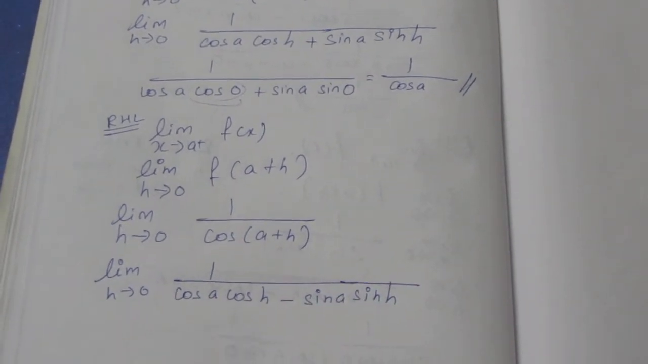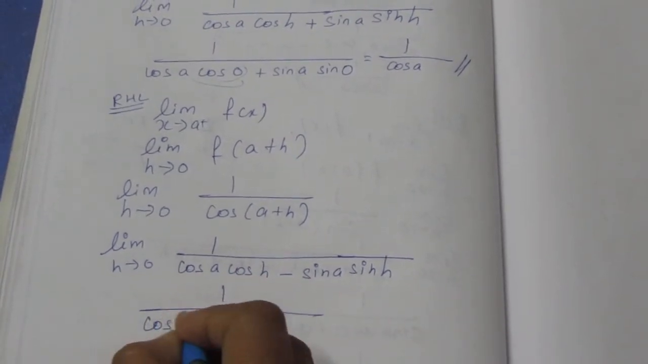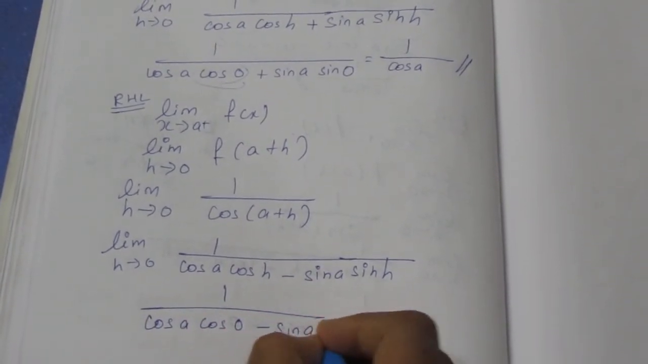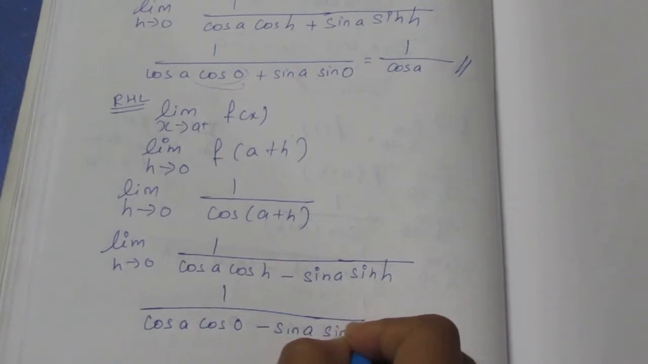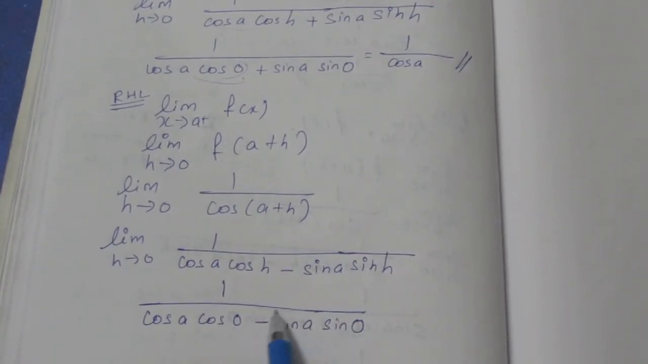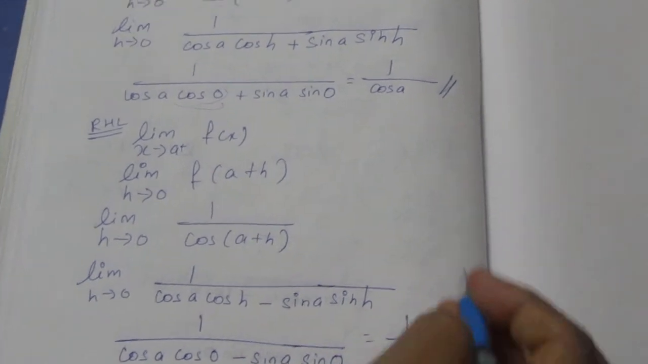Substitute the value of h is equal to 0. It becomes 1 by cos a cos 0 minus sin a sin 0. We know that sin 0 is 0, so everything will become 0. It becomes 1 by cos a, the same thing what we got for LHL.